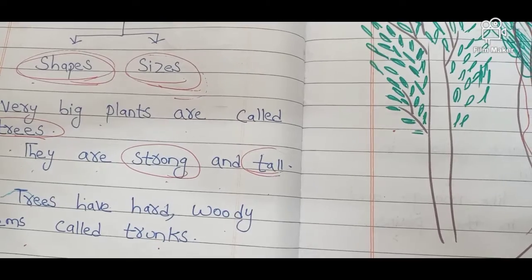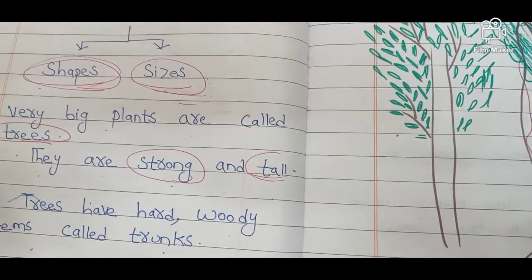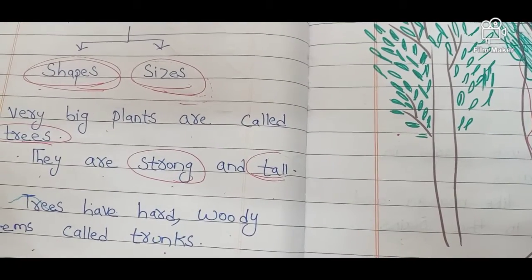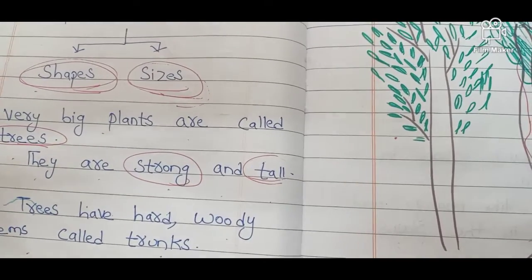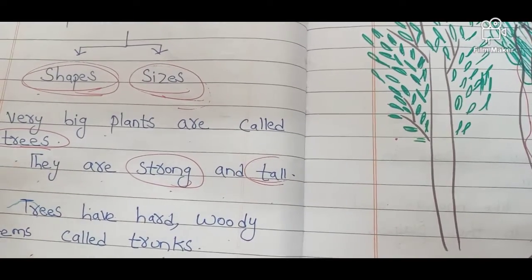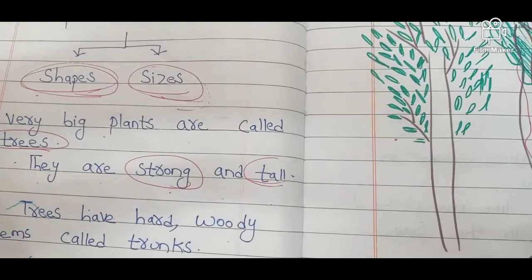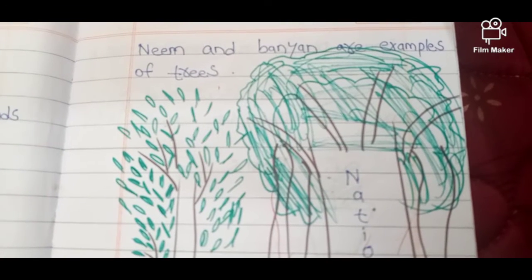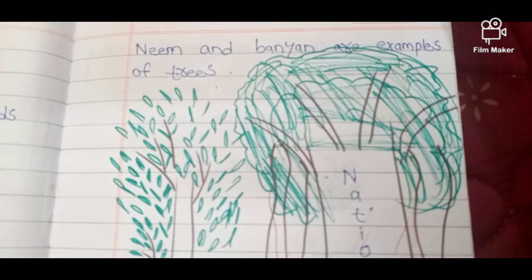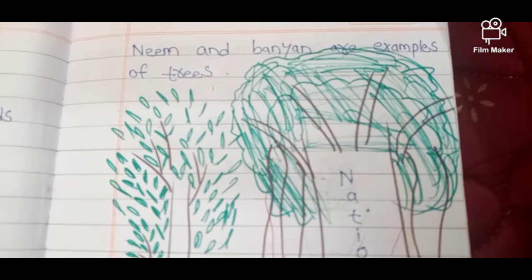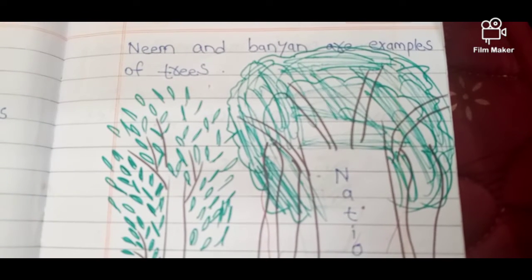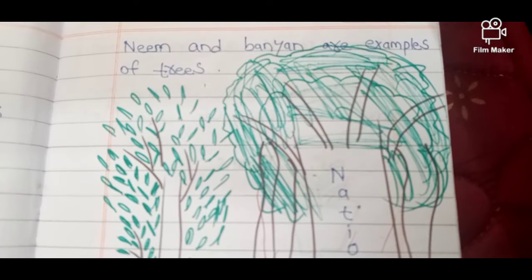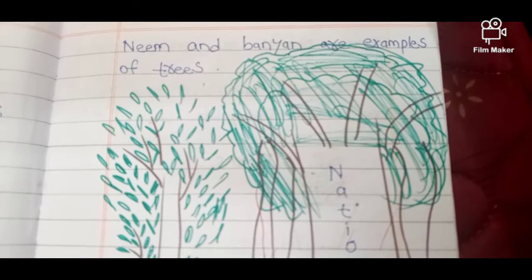So, how to identify whether it's a tree or a plant? If you see any big plant, we call it a tree. If you see a small tiny plant, then we call it a plant. Okay? Neem and banyan are examples of trees. Why are we not calling them plants? Neem tree, banyan tree, because they are big, they are strong, their trunk is strong.